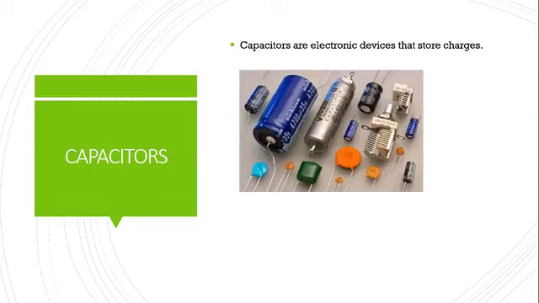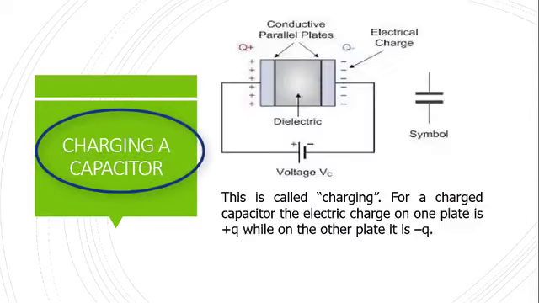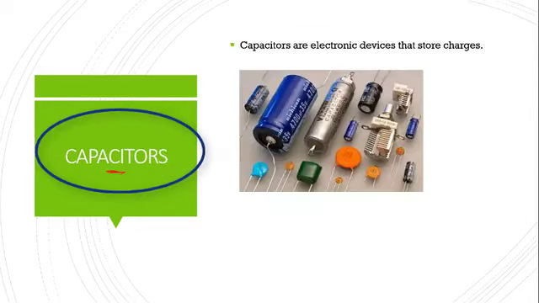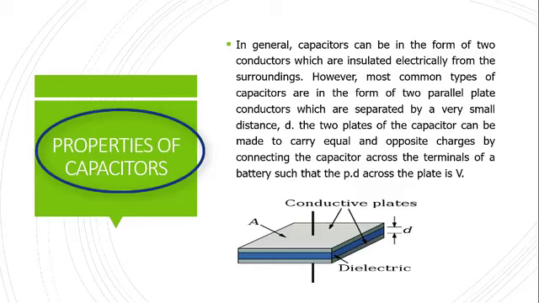Now let's talk about these electric devices known as capacitors. Capacitors are electronic devices that store charges. Their main function is to store charges. They come in the form of 2 conductors which are insulated electrically from their surroundings. Most popularly, we have 2 parallel plate capacitors which are separated by a very small distance.